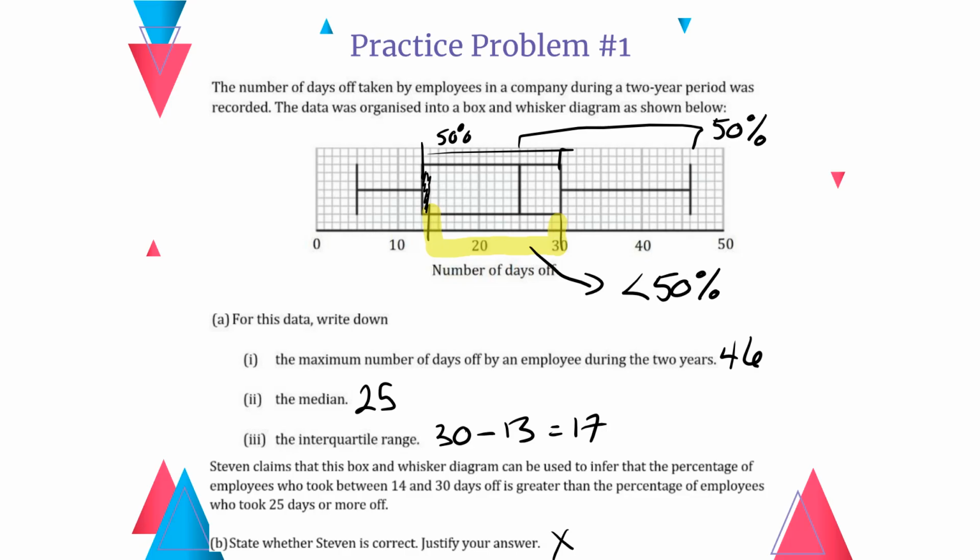So we would have to say it is not correct to say that those who took between 14 and 30 days off is greater than the percentage of employees who took more than 25, because in fact it is slightly less.